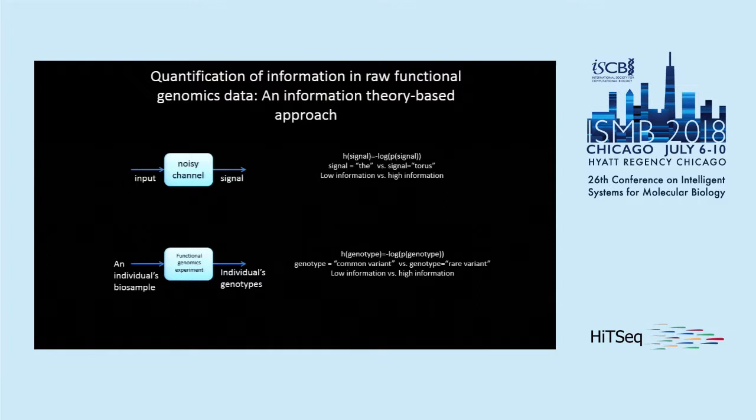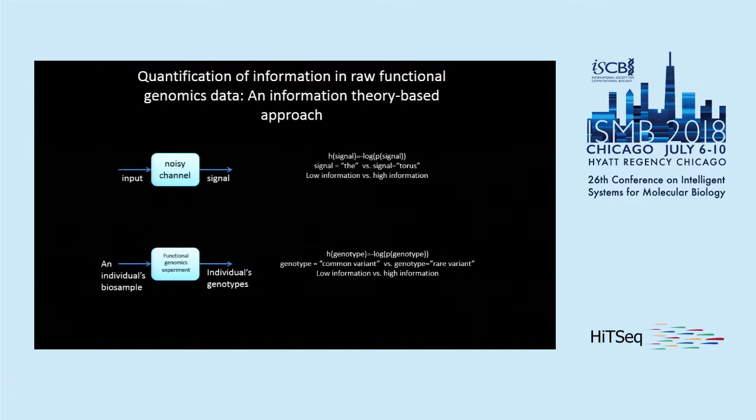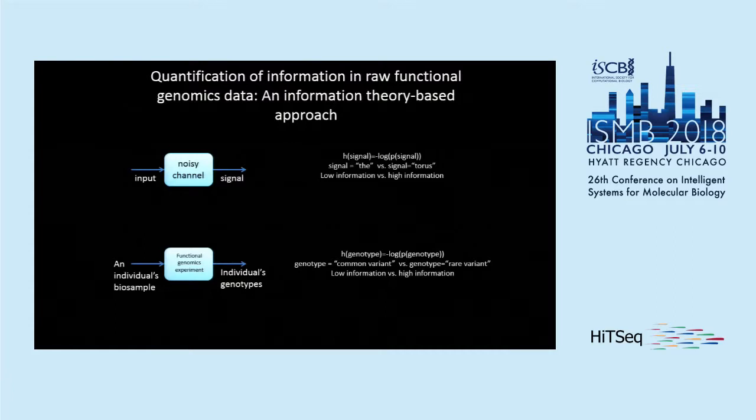If the genotype that you get is common in the population, then you don't learn much about this individual. But if you're actually capturing some of the rare variants, then you might learn a lot about this individual. So basically, we quantify the information based on the genotype frequency of the variant that you genotype from the functional genomics experiment reads. Based on that, we can come up with several measures.